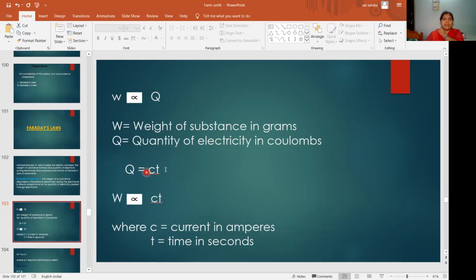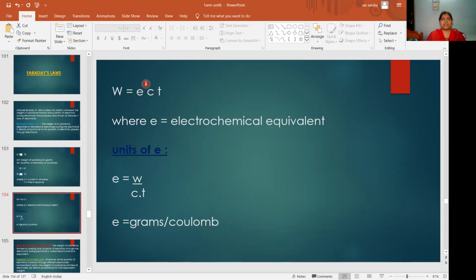Q is given by the formula C into T. If you substitute this Q here, then W is directly proportional to C into T, where C is current in amperes and T is time in seconds. If you remove proportionality, you get a proportionality constant, represented by small e. Then W is equal to ECT, where e is electrochemical equivalent. The units are weight by Q, grams per coulomb, or W by ampere second.